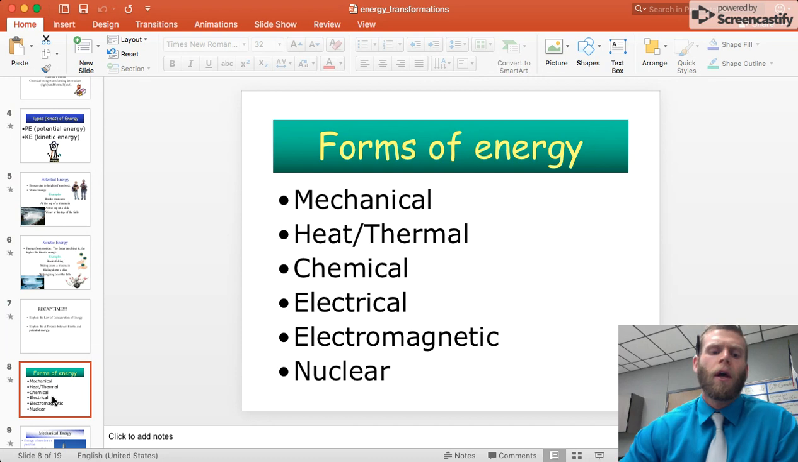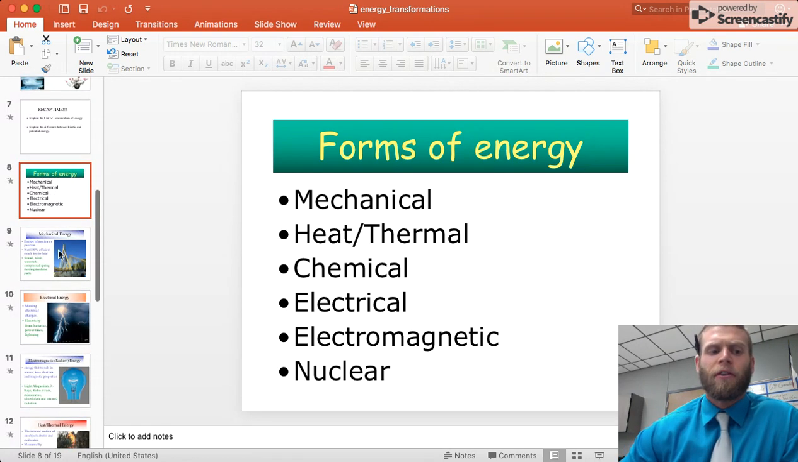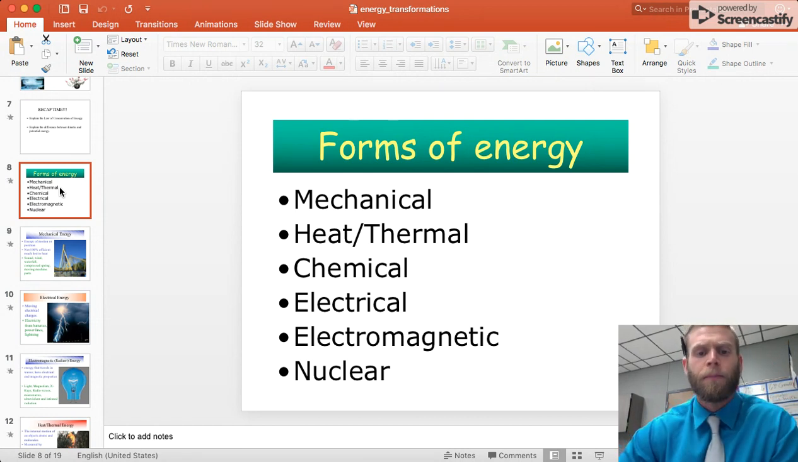All right, so now we're going to look at the actual different forms of energy. We're going to look at how one form transforms into another. So we need to know what the forms are so we can know what the transformations look like. We have mechanical, heat or thermal, chemical, electrical, electromagnetic, which is also radiant or light, and then nuclear.